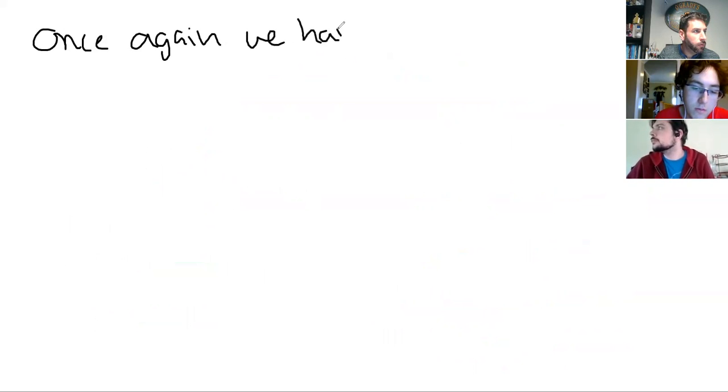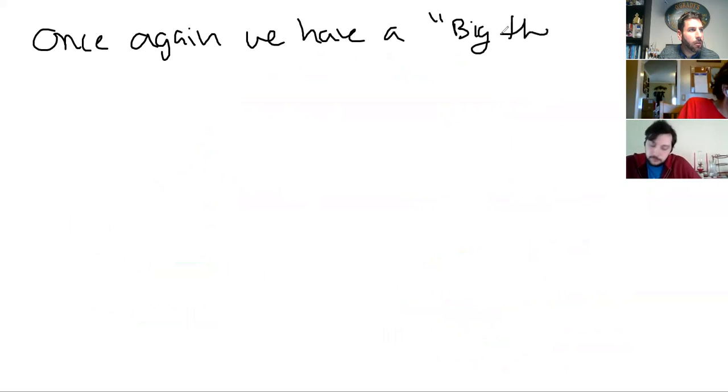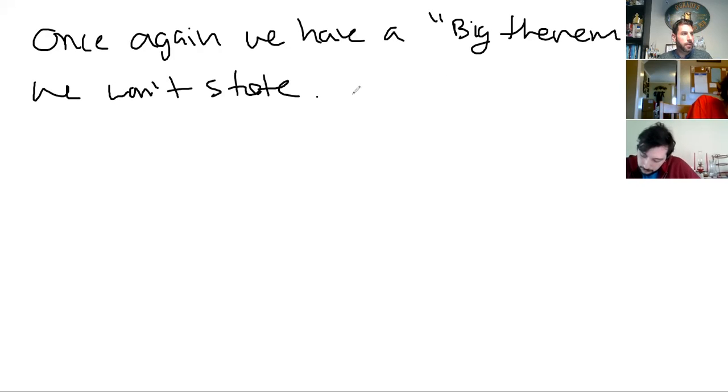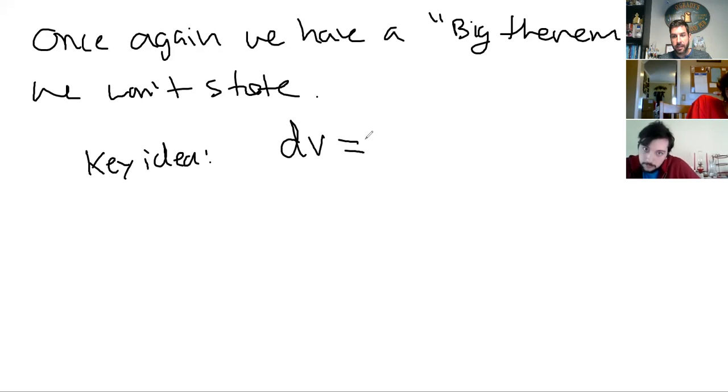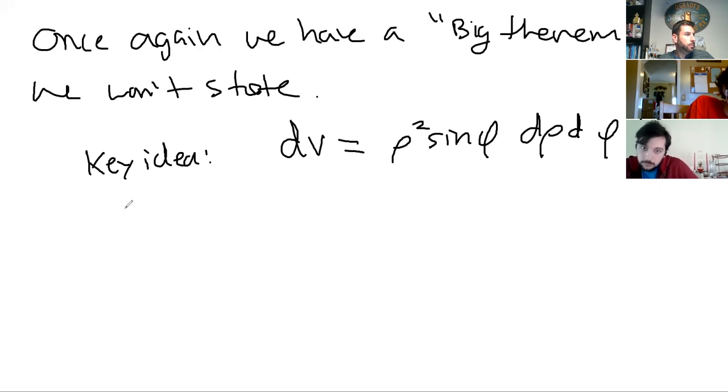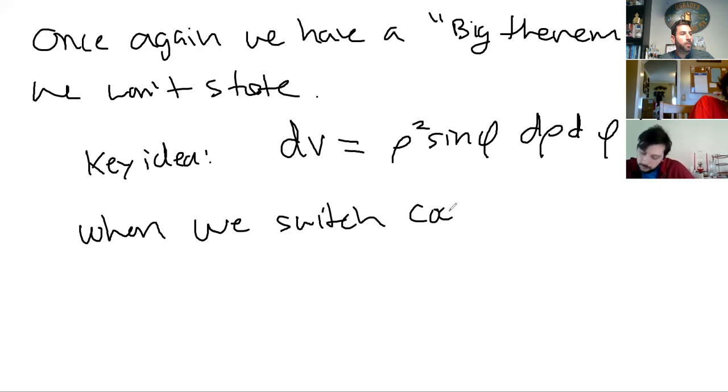Okay, so once again, we have a big theorem we won't state. What's the key idea? What is dV now? This is the key idea. So before you had dA, when polar, it was r dr d theta. So the key point is, what does the big theorem tell us? Well, it basically tells us the following things. dV equals, hold tight, rho squared sine of phi d rho d phi d theta when we switch coordinates.